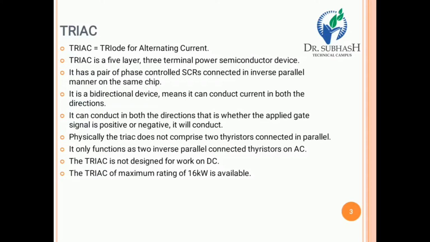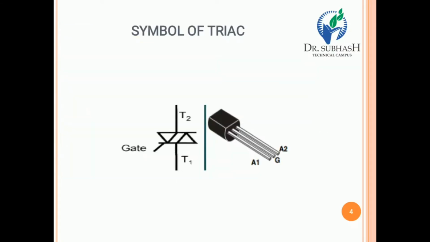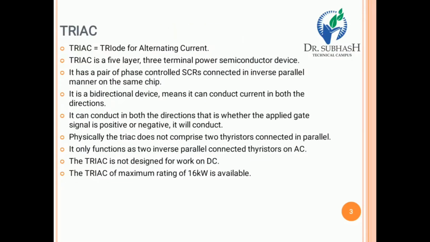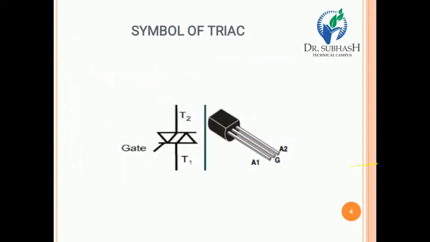So the major advantage and basic construction is that triac is a 5-layer and 3-terminal semiconductor device. It is a bidirectional switch, and current can flow by both electrons as well as holes, right?